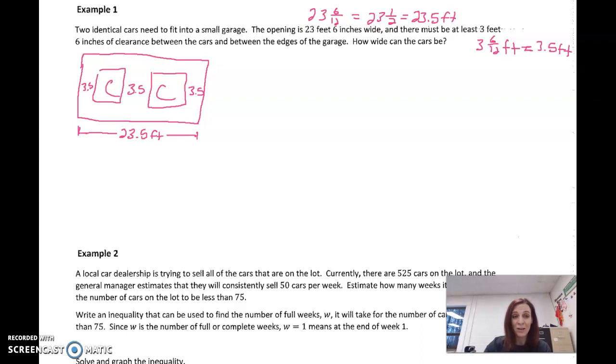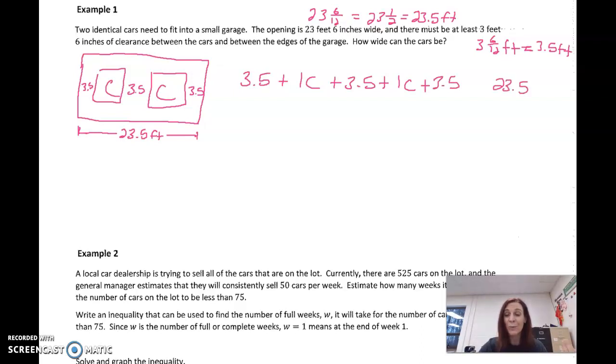Well, we need to add all this distance up. 3.5 plus c plus 3.5 plus c plus 3.5. That's going to give us the total distance, which is 1c plus 3.5 plus 1c plus 3.5. Now, our total is 23 and a half feet. We cannot go greater than that. There's just no room, so it's going to be less than. Now, could it be exactly equal to it? Yeah, we're going to say that it could be.